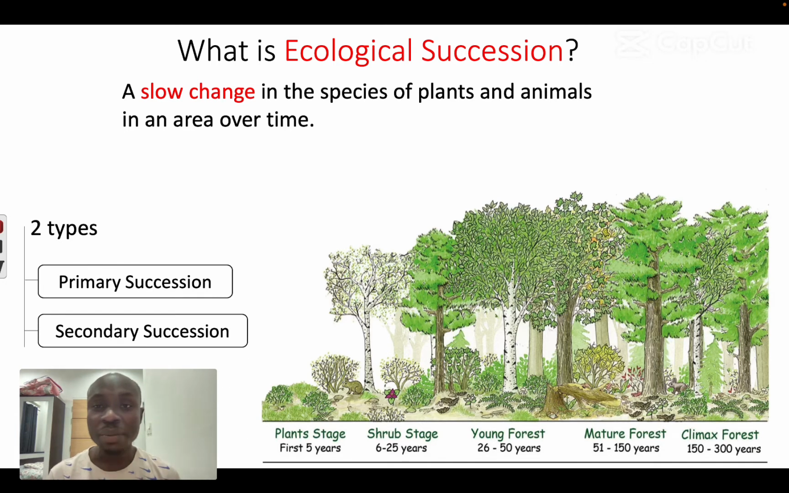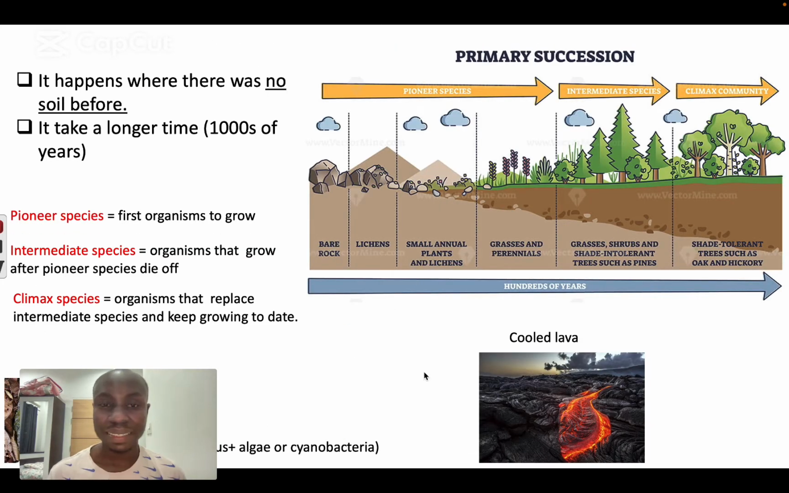Now, there are two types of succession. We have primary succession and secondary succession. So let's take a look at some examples. Okay, so what is a primary succession? A primary succession happens in an area where there was no soil before the first plants and animals start to grow. There was no soil. An example is the cooled lava. There is no soil here, just rocks.